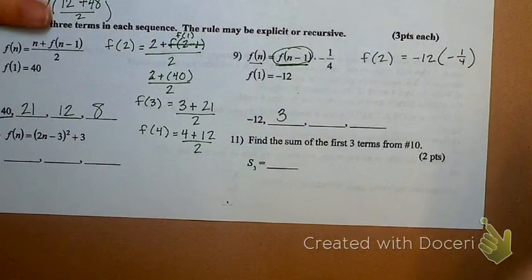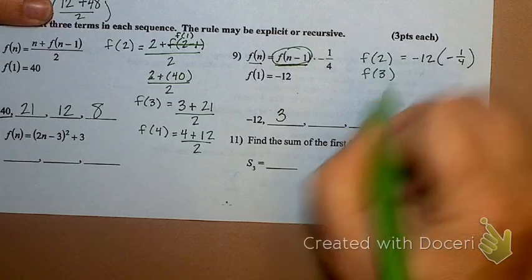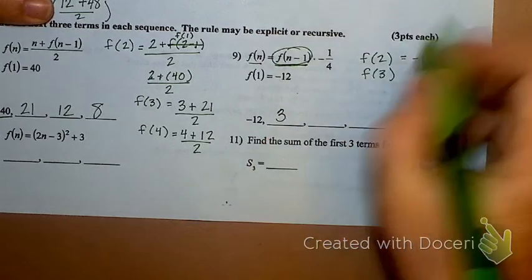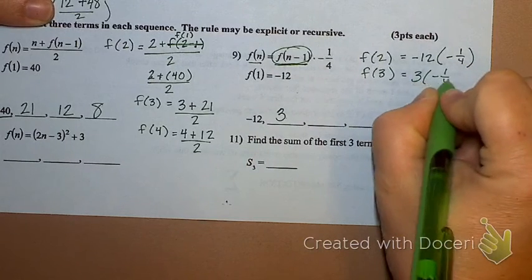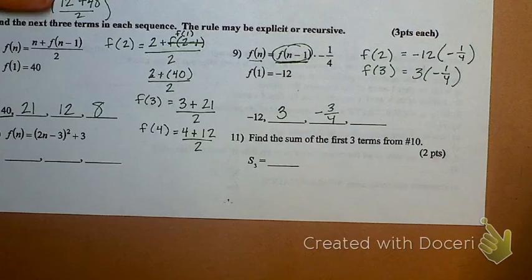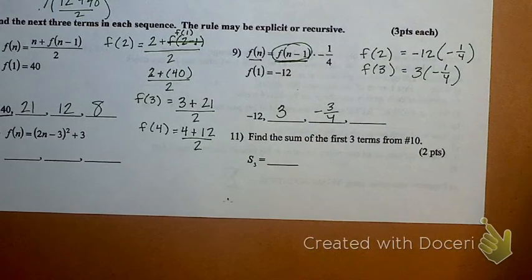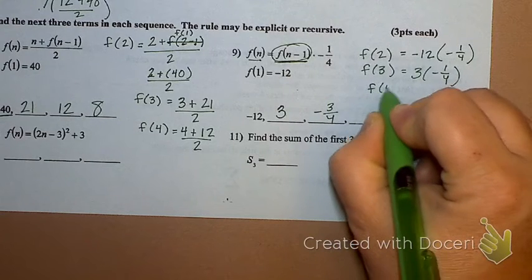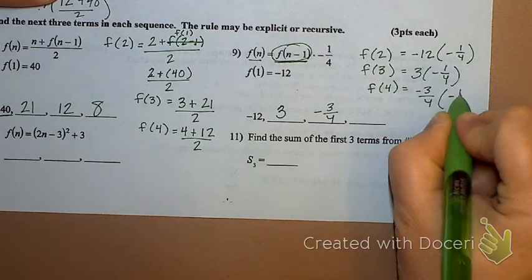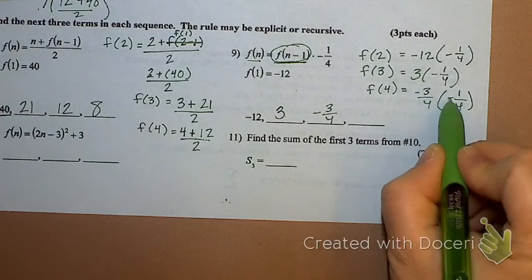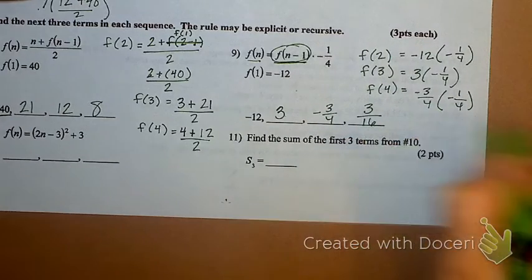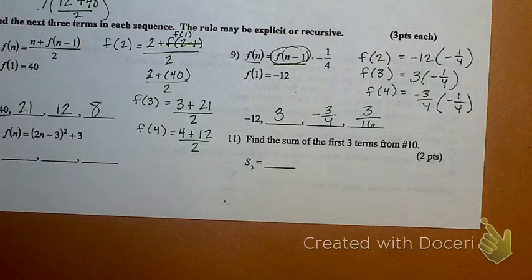So then to find f of 3, I take the term before it, which is 3, times negative 1/4. What is 3 times negative 1/4? Negative 3/4. And then to find the fourth term, I take the term before it, which is negative 3/4, and I multiply it by negative 1/4. Well, negative times a negative is positive. 3 times 1 is 3. 4 times 4 is 16.